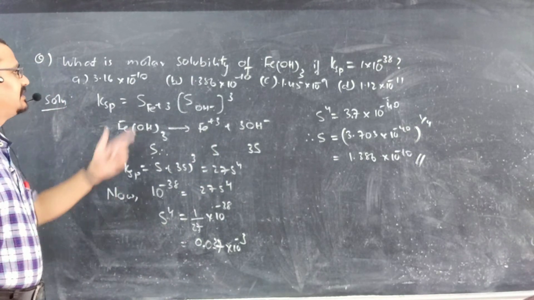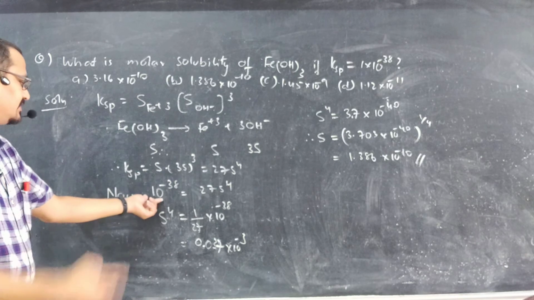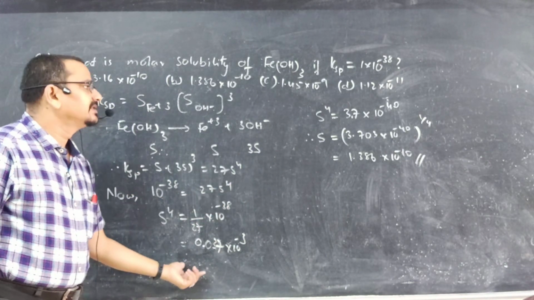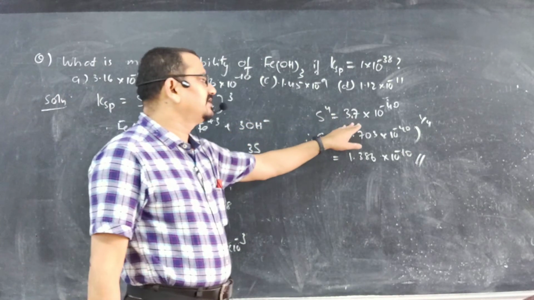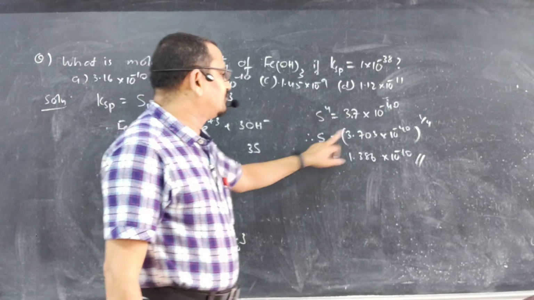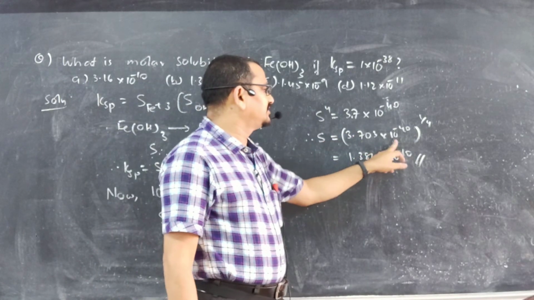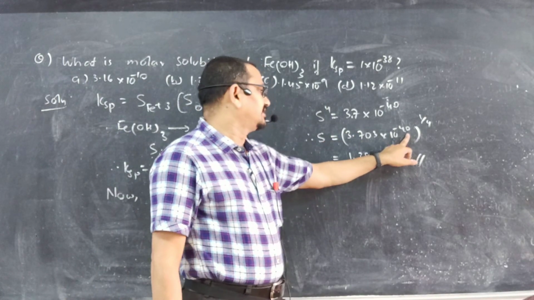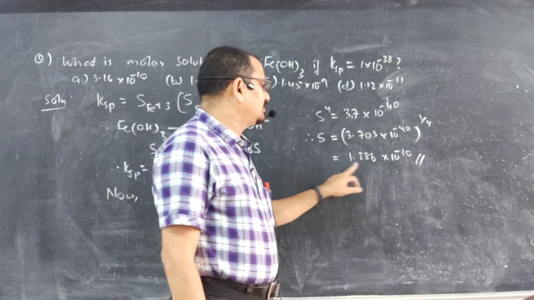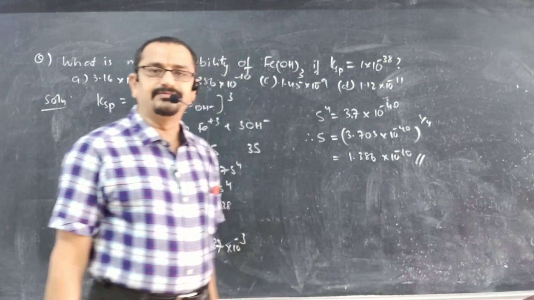Now the solubility product is given. Ksp value is 10 power minus 38 equals 27S power 4. S power 4 I solved, so S power 4 we got as 3.7 into 10 power minus 40. Now solubility is the fourth root of 3.703 into 10 power minus 40. By using the regular method of finding the fourth root, we get 1.386 into 10 power minus 10.